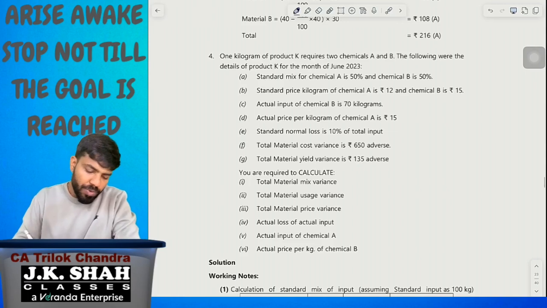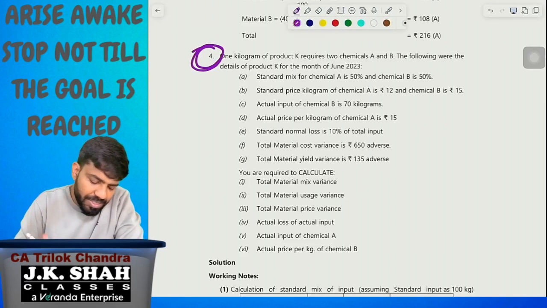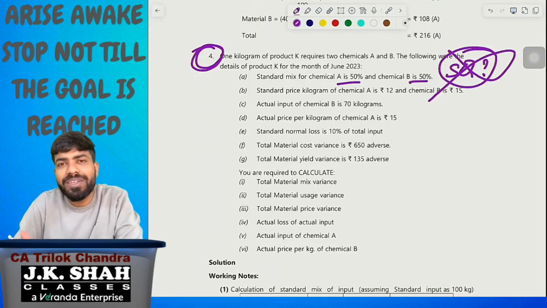Look at this question, question number 4. What is the problem here? 1 kilogram of product K requires 2 chemicals A and B. The following were the details of product K for the month of June 2023. They gave standard mix 50% of chemical A and 50% of chemical B. But how much the standard quantity is, is not mentioned in the question.